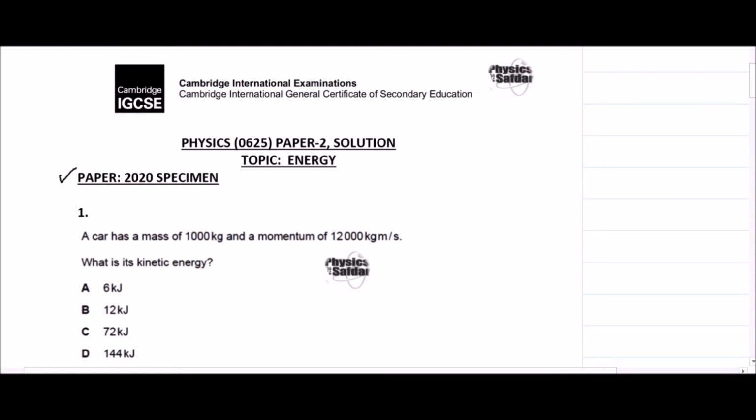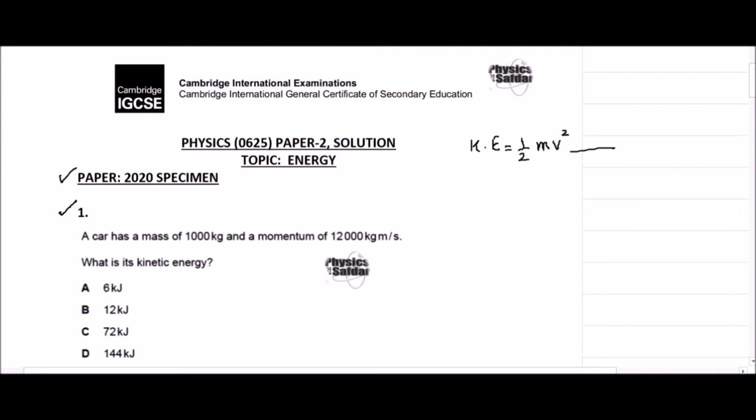This is paper 2020 specimen. Question number 1: a car has a mass of 1000 kg and momentum of 12,000 kg m/s. What is its kinetic energy? Because you need kinetic energy, in step 1 first you need to write its equation. Kinetic energy, you know well, is equal to half times mass times velocity squared.